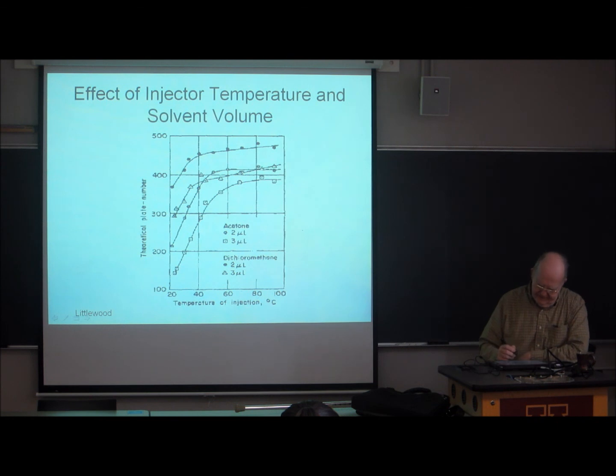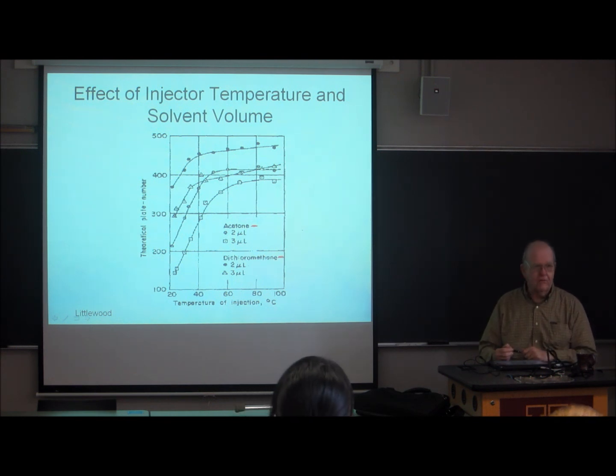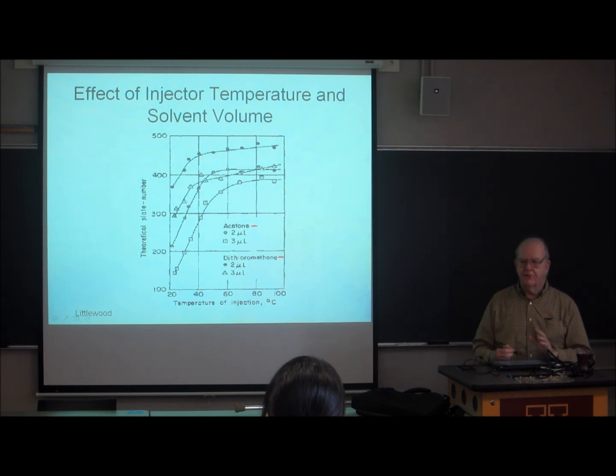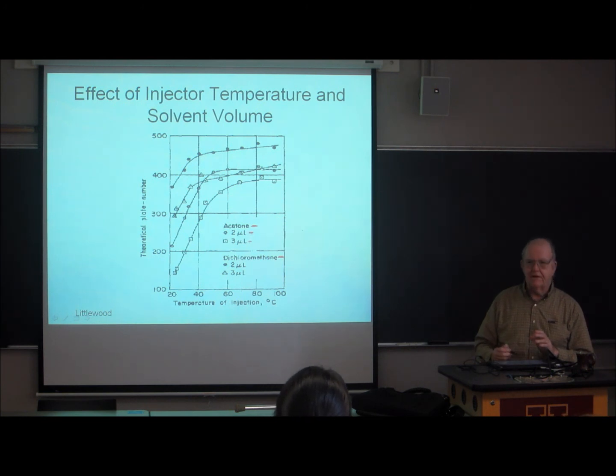This shows you the effect of three things. What the nature of the sample solvent is. I forget what the solute is in this case, but they made the solute up in acetone and they made it up in dichloromethane. Both of these are pretty low boiling organic solvents. And then they injected 2 microliters or 3 microliters of sample in each of those solvents. And they did this as a function of the temperature of the injector.